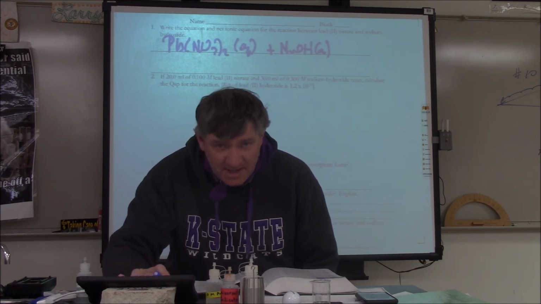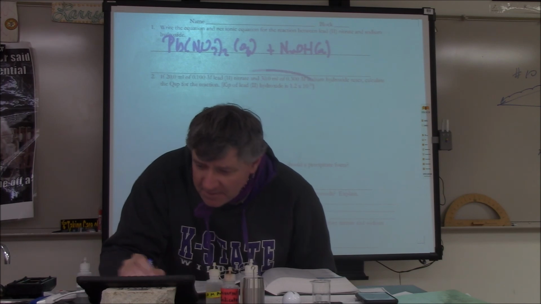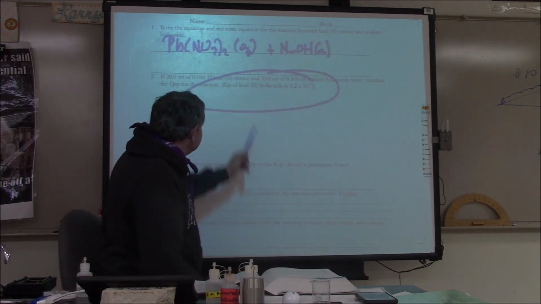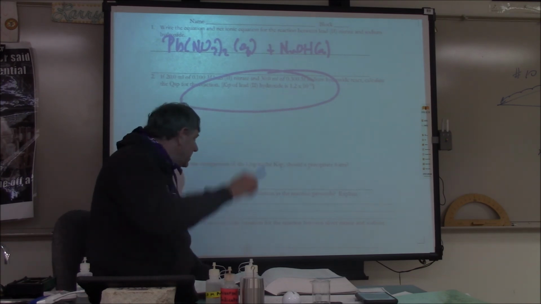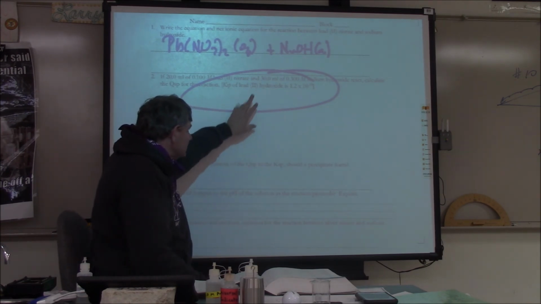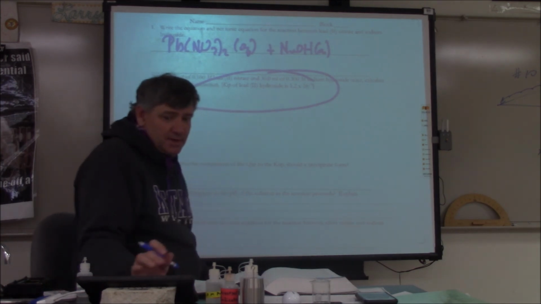You can't find a KSP value. This is just odd. Oh, now I remember. That's why I gave you the KSP of lead-2 hydroxide, because it wasn't in the book. Now I remember why I have this problem on here, because this isn't listed in your book. Trust me, lead-2 hydroxide is your insoluble product.